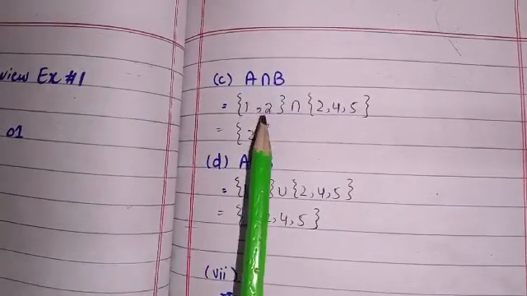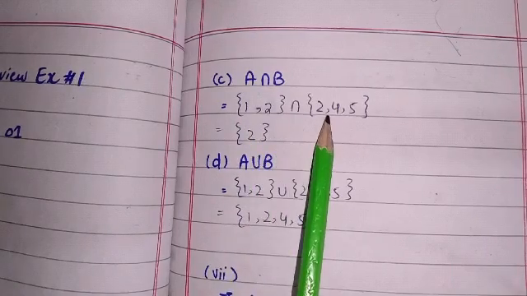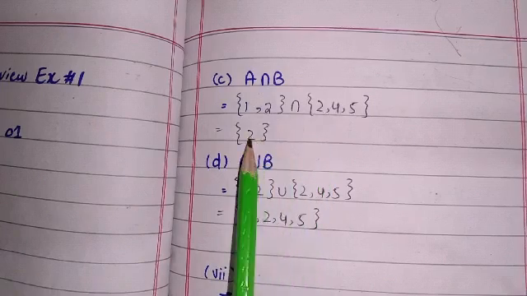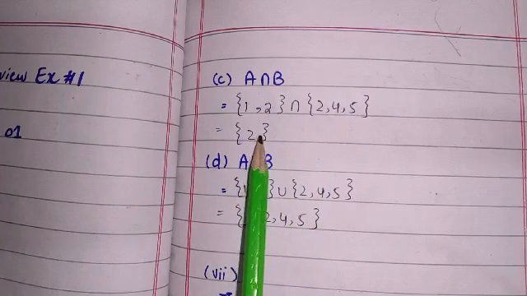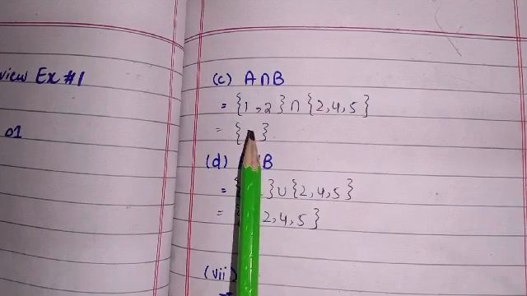Our option C is A intersection B. This is our A set having elements 1, 2, and intersection. This is our B set having elements 2, 4, 5. By taking their intersection, we have a set having element 2. This option resembles our answer, so the correct option is C.